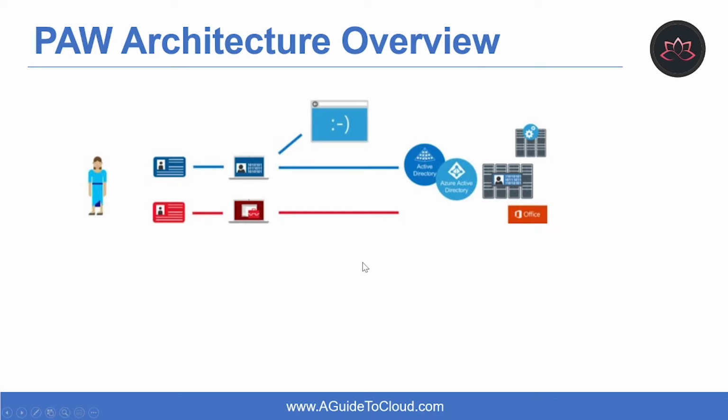The first one is administrative privileges. PAWs provide increased security for high impact IT administrative roles and tasks. This architecture can be applied to administration of many types of systems, including Active Directory domains and forests, Microsoft Azure Active Directory tenants, Office 365 tenants, supervisory control and data acquisition, or SCADA, systems, ATMs, and POS devices.